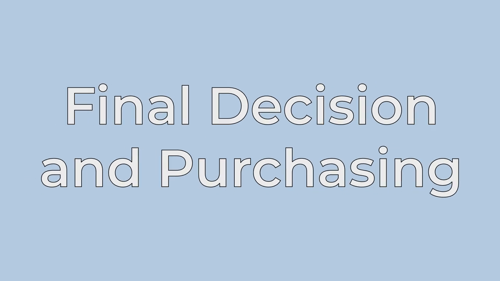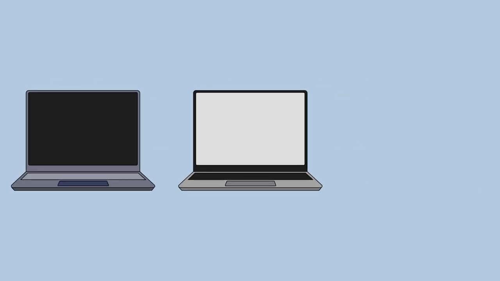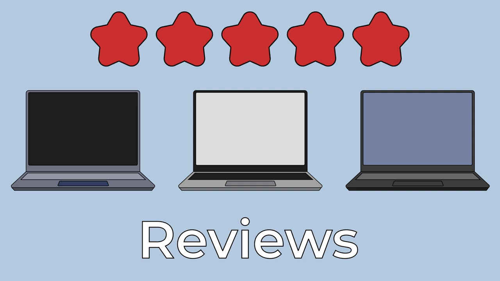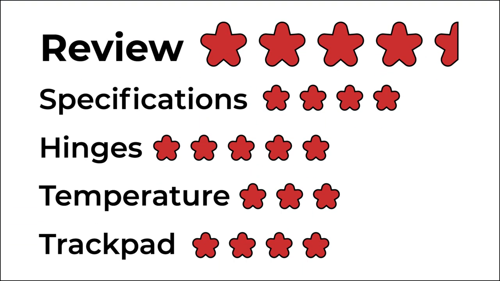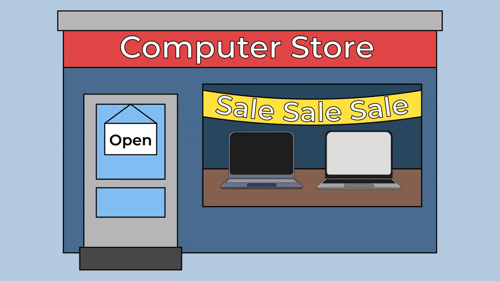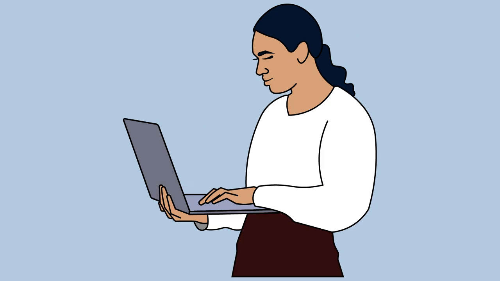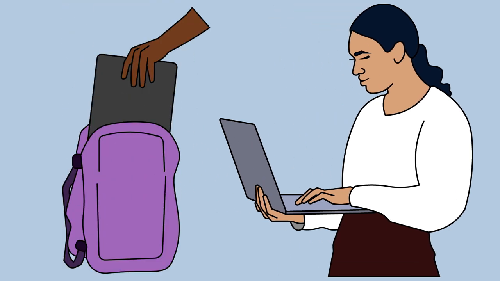Final decision and purchasing. Once you've narrowed down your choices to just a few models, read some reviews to learn how other people have enjoyed their purchase. The reviews will give you an idea of things beyond what you can find in the specifications, such as how the hinge holds up over time, how hot it gets while running, how the trackpad or keyboard performs, and more. If you are able to get out to a store to physically see the laptop, that can also help in the decision-making process. You can see if you like the look and feel of it in person. Check the hinge. See if you can open it easily with one hand. Will it easily fit in your backpack, and more.